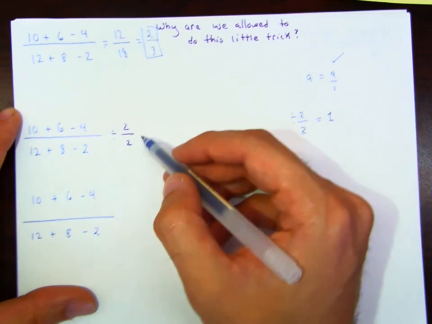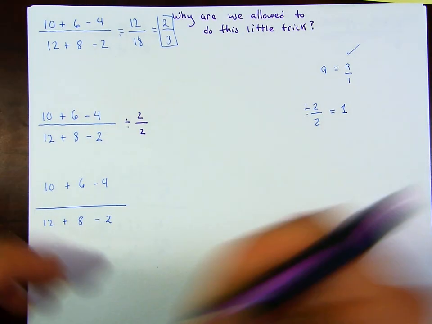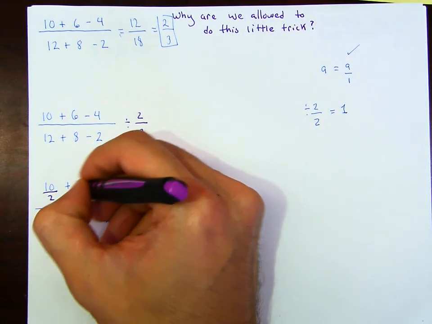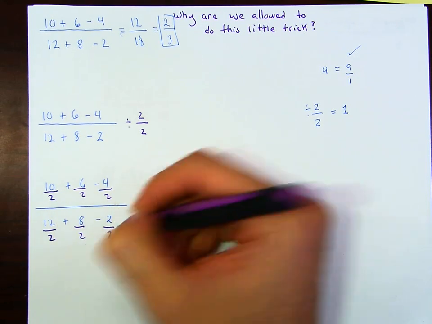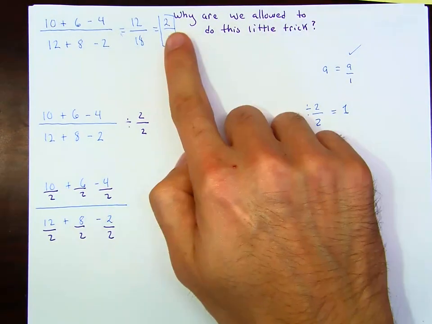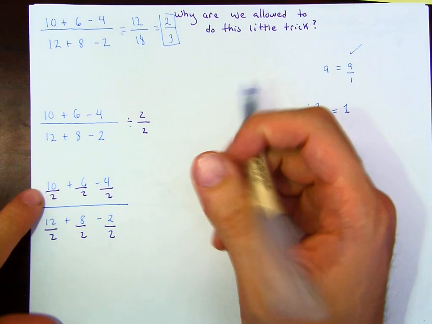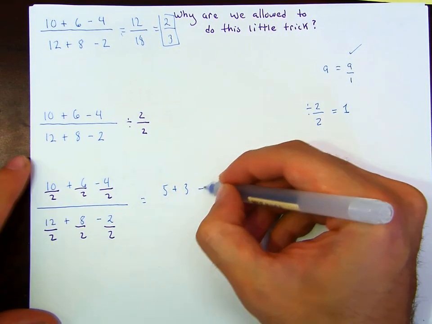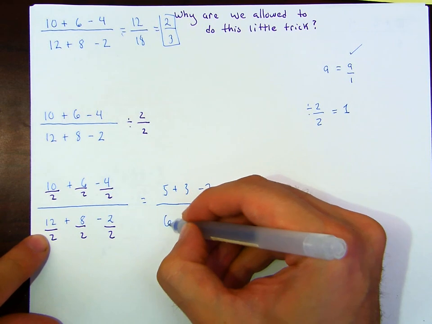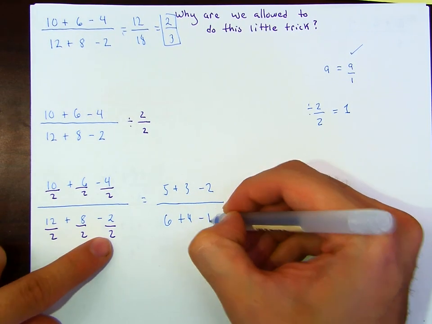So let's see if we get the same value. Let's just divide everything by 2. If I divide this by 2, this by 2, this by 2, that by 2, you see I'm just dividing everything by the same number. Hopefully we get this at the very end. So let's see, what's 10 divided by 2? 5. 6 divided by 2? 3. This is 2. This is 6. This is 4. This is 1.